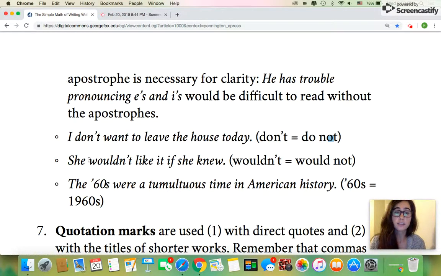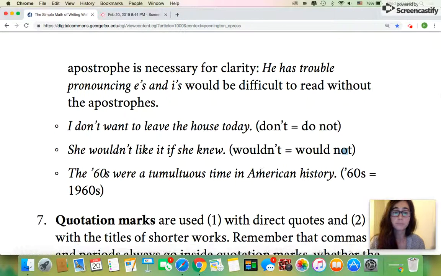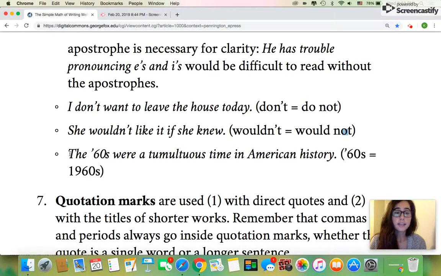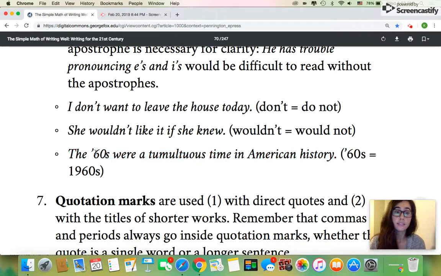And same with this next example. For the word wouldn't, which is also a contraction, we know that the O here has been omitted. It's been left out. So the apostrophe would need to go right where that O was omitted. In this last example, the 60s were a tumultuous time in American history. So we know they're referring to the 1960s there. They just omitted the 19. So the apostrophe would need to go where that 19 was omitted.